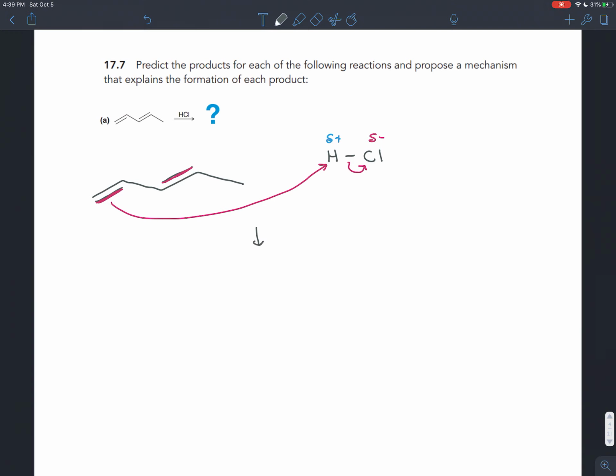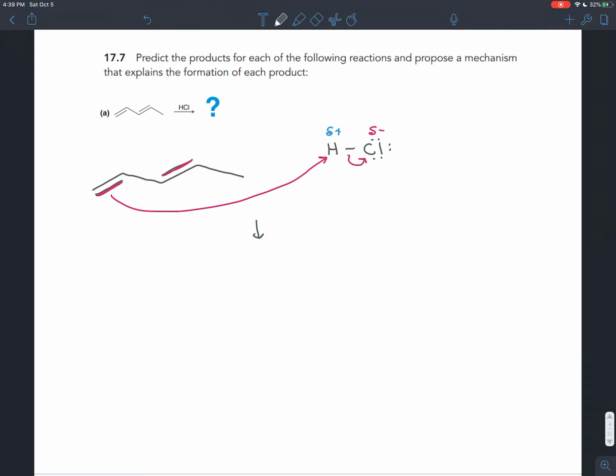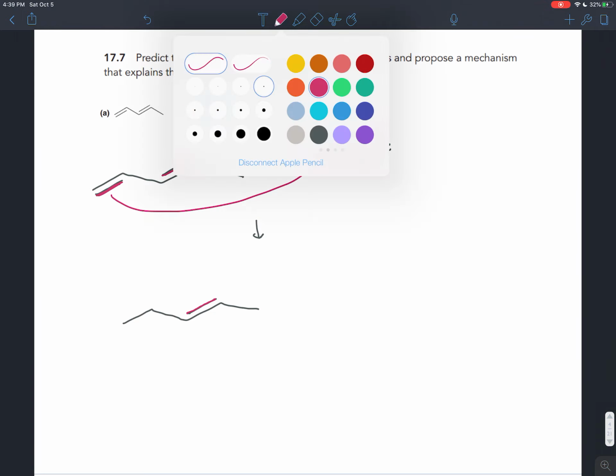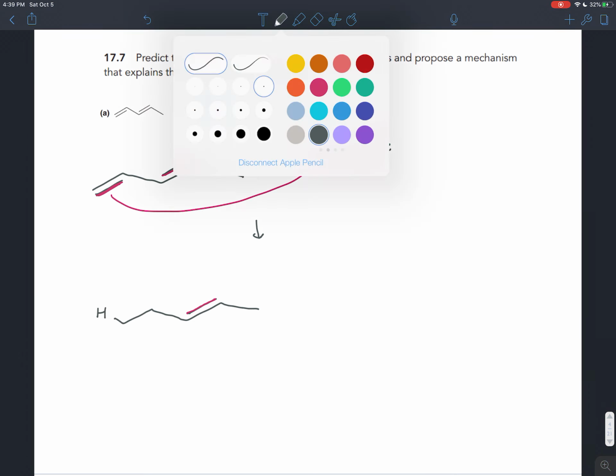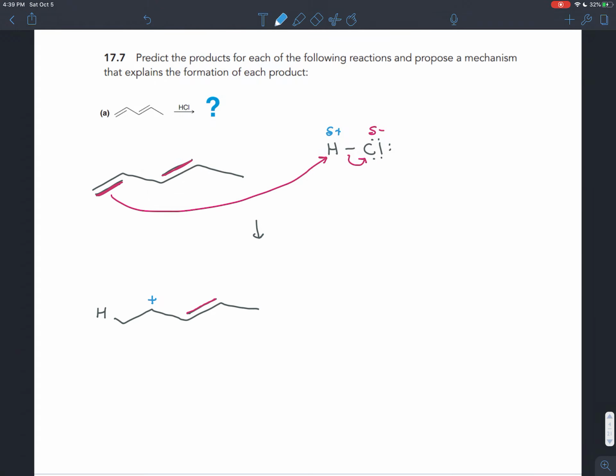And so after that first step, and note that chlorine already has 3 lone pairs, when the electrons in that bond go onto it, it'll have a 4th. So here, we leave our second pi bond there. That didn't participate in this first step in this example. And the hydrogen would add to the carbon on the end because that gives us the more stable carbocation, as we discussed in that review video.